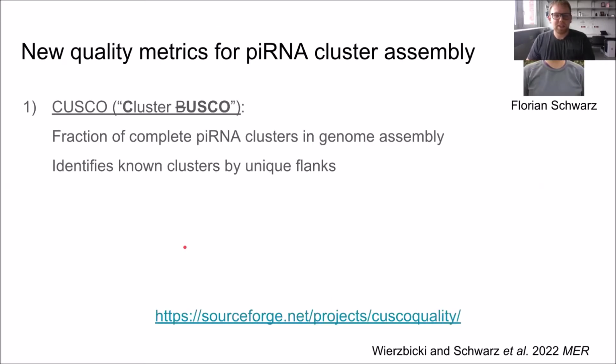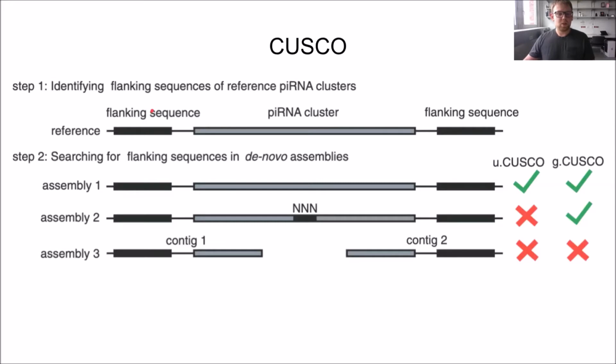And the quality metrics that we established, we did together with Florian Schwarz, a former PhD student in Robert's lab. And the first metric we invented, we called Cusco, in analogy to Busco, which is a frequently used metric in assessing the genic parts of genome assemblies. For this, since the conservation of the internal part of clusters is not well known, we relied on unique flanks that we use to identify the clusters. And you can see a cartoon for this here.